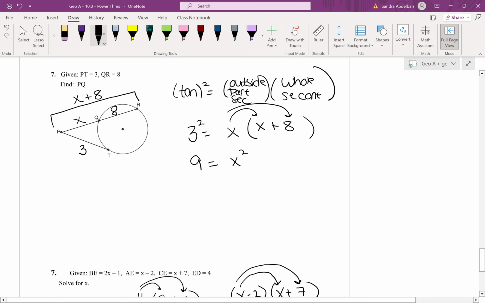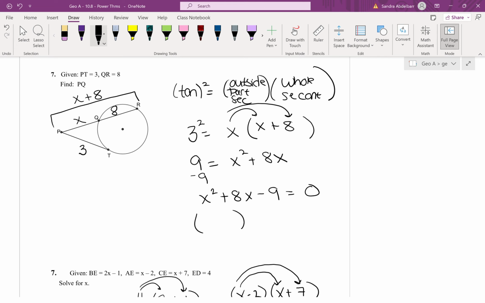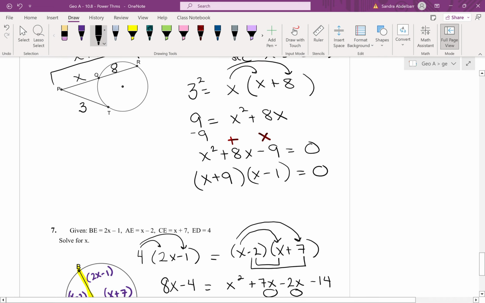So we're going to have 9 is equal to, I need to distribute the x. X times x is not 2x. What's x times x? X squared. X times 8 is 8x. I am going to have to factor. But before I factor, I must set it equal to what? 0. So I'm going to subtract that 9. So we're going to have x squared plus 8x minus 9 equals 0. So I now need two numbers that multiply to negative 9 but add to a positive 8. What are my factors? Cyan. X plus 9 and x minus 1. You got it.